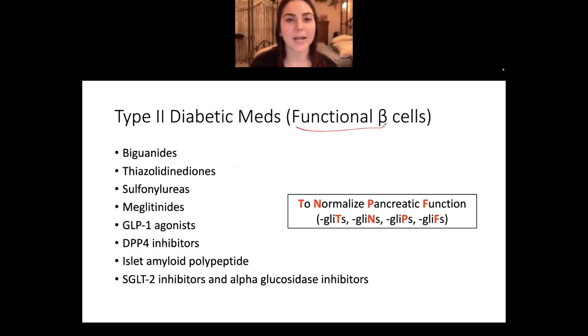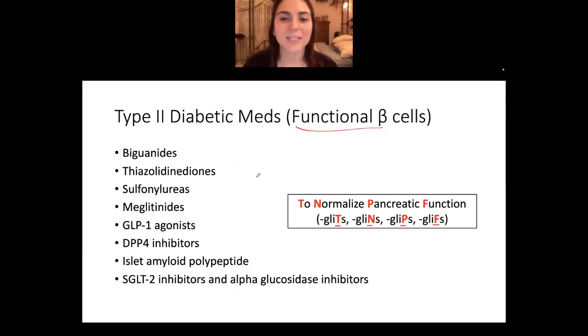Okay. So, and again, like I said, we're talking about all the ones with the functional beta cells. So we are still at that insulin resistance level. And I found this little mnemonic in my notes. So to normalize pancreatic function, this is going to be a bulk of these type 2 diabetic meds: the glits, the glins, the glips, and the glyphs. So to normalize pancreatic function. And we'll go into which one I have on each slide, like, oh, this was the glits that I was talking about. These are the glins and whatnot.